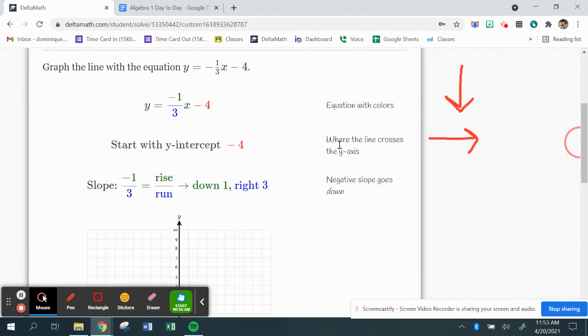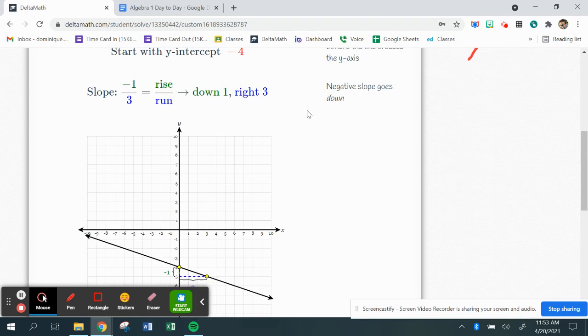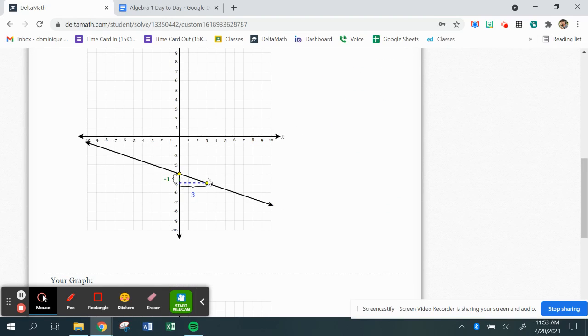So you can see here our slope is negative 1 over 3. Y-intercept is negative 4. This is telling us to go down 1 to the right 3, starting at that y-intercept.